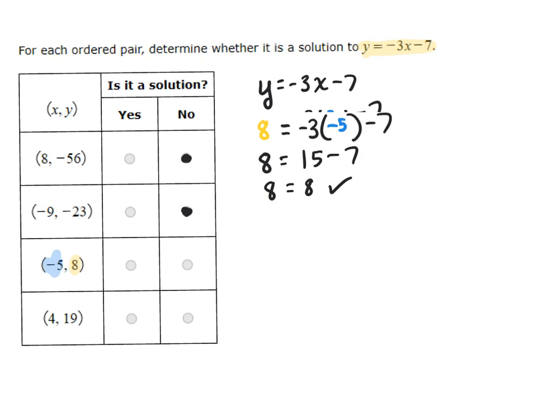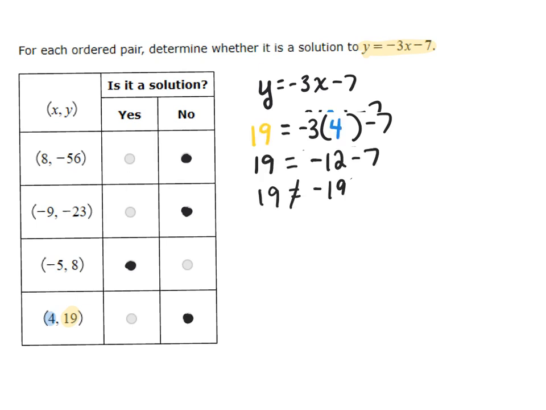These do equal both sides, so that means this is a solution. Plug in the values and see if this would be a solution. Is 4, 19 a solution to the equation y equals negative 3x minus 7? If you said no, you were correct. A positive 19 is not equal to a negative 19.